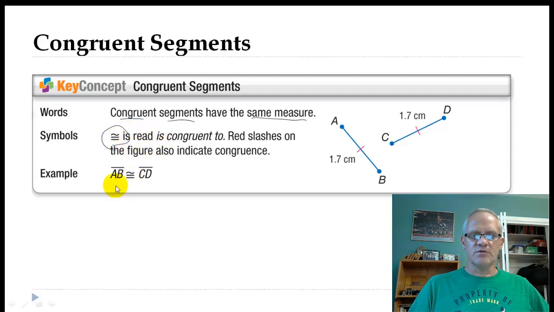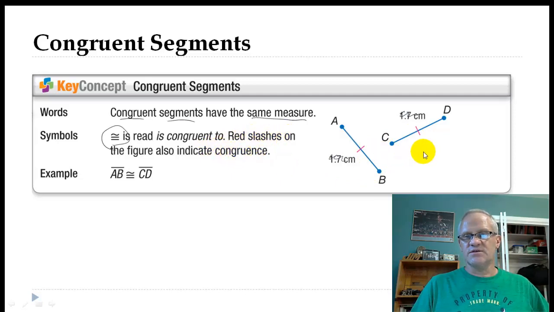Okay, so the way they write this here says line segment AB is congruent to line segment CD, because they're both 1.7. The other way you may see this indicated on drawings is these little red slashes through the lines. Even if you didn't know that that was 1.7 and that was 1.7, if you see these red little slashes through the lines, that tells you they're equal. You may not know what length it is, but you know they're equal to each other. And that's what this is saying right here.